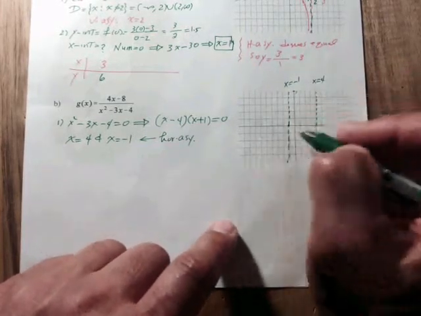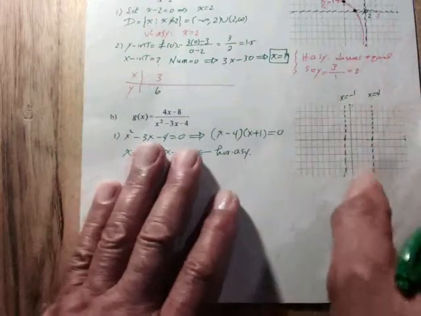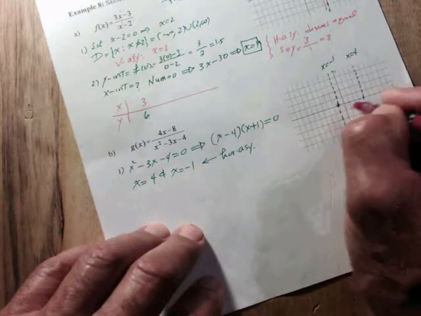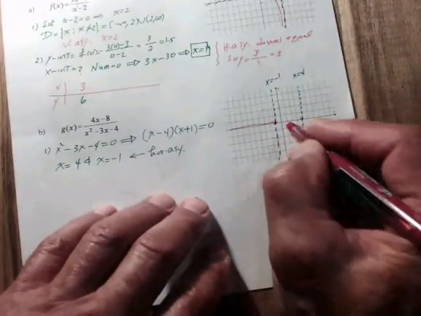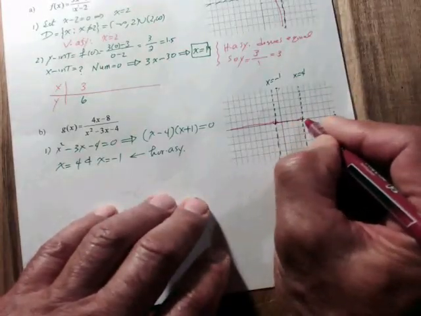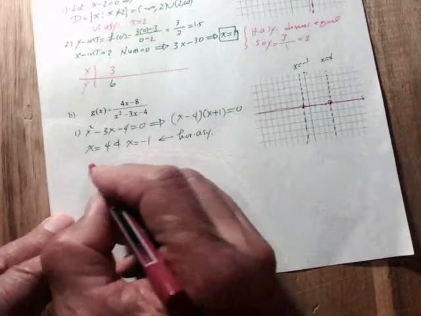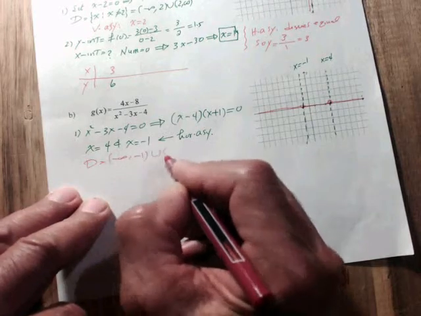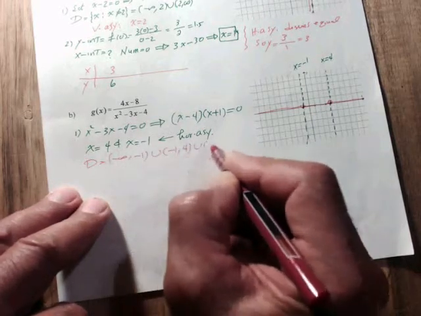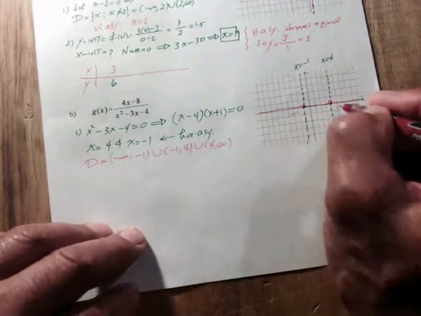So you expect 3 pieces of graph, 1 on the left, 1 in between, 1 to the right. And domain, what is a domain? Domain is everything except those two numbers. So domain is everything to the left, everything in between, and everything to the right. Not those 2 numbers. So I say domain is minus infinity to -1, union -1 to 4, union 4 to infinity. This is -1 and 4, right?